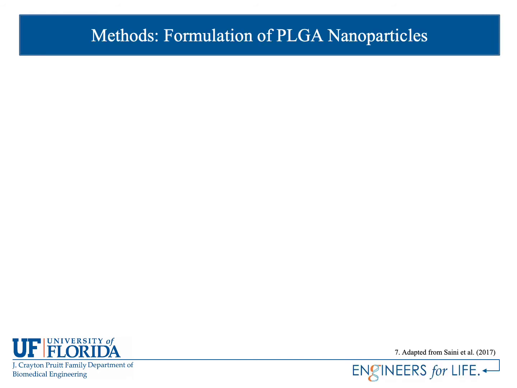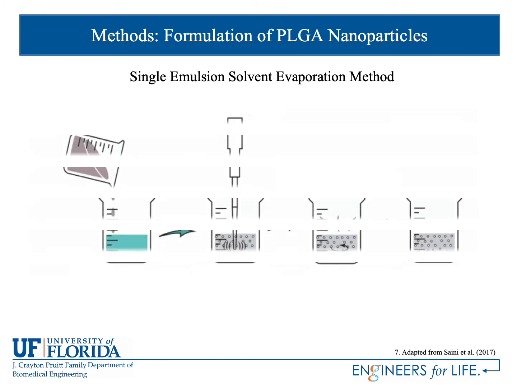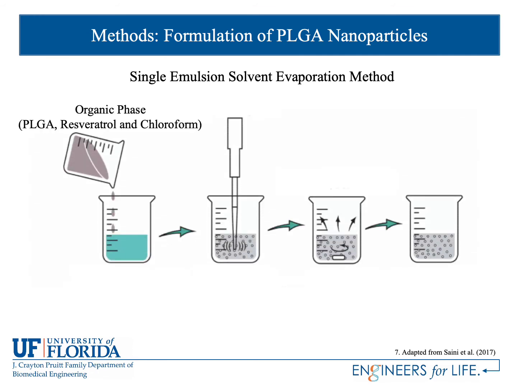Next, we will talk about the methods and formulation of PLGA nanoparticles. This happens through a single emulsion solvent evaporation method. PLGA and resveratrol are dissolved in an organic solvent, chloroform, to create the organic phase. The aqueous phase is then created by 2% polyvinyl alcohol and 10% polyallylamine, which will be mixed to create a surface stabilizer.